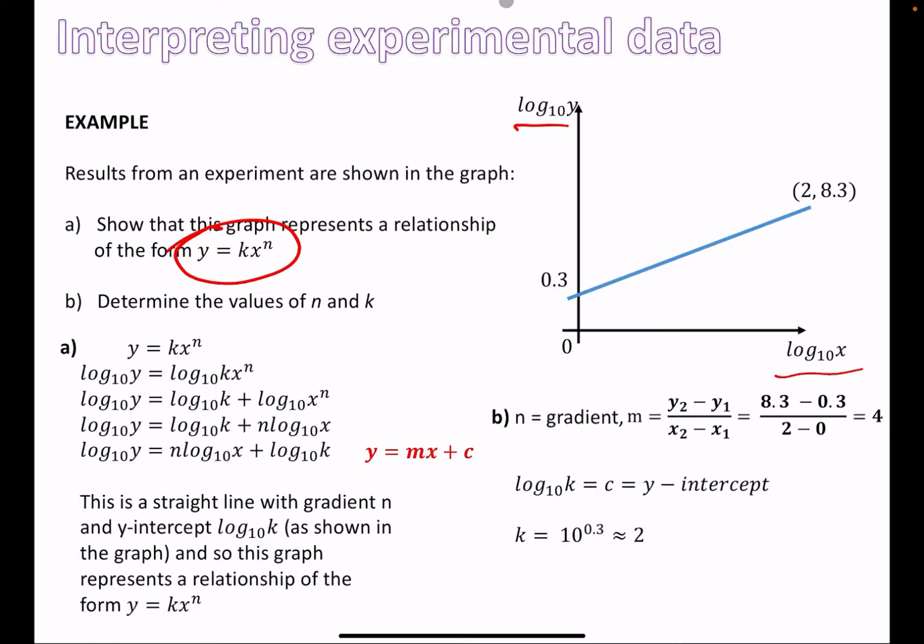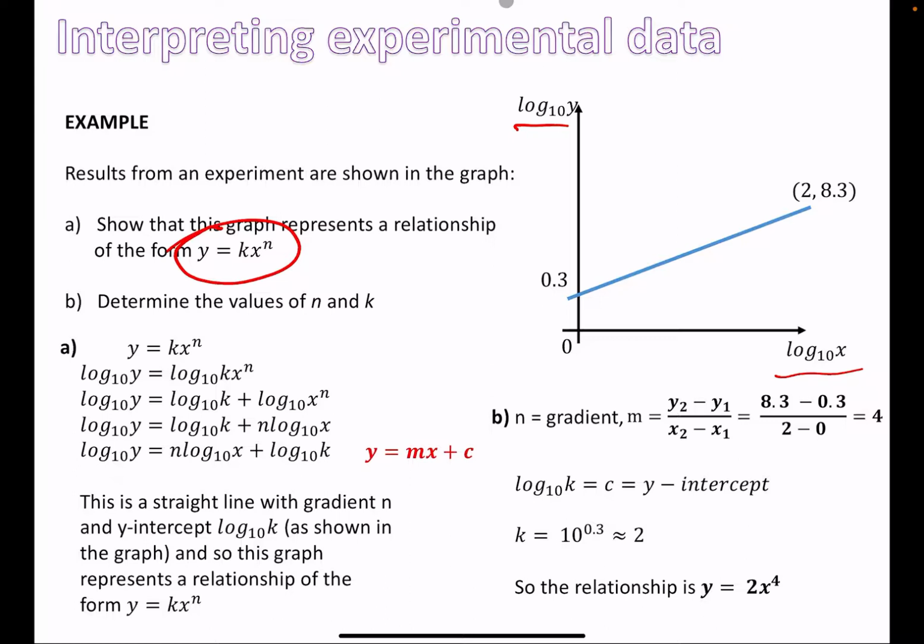I know that might look like something that you should be able to do in your head, but it's not. You can shove that straight in a calculator. It's approximately 2, in which case we have our values for k and n, and we can rewrite in the original form y equals kx to the power of n. In other words, y equals 2x to the power of 4.